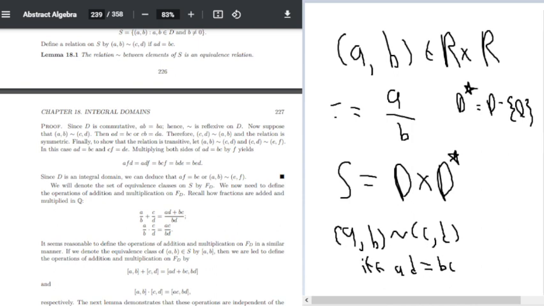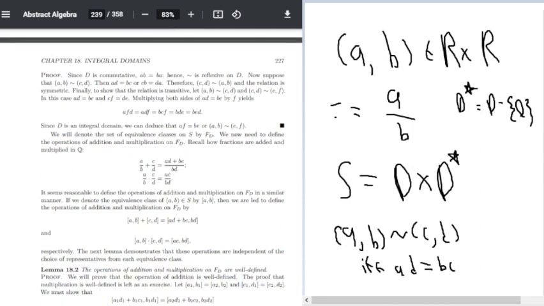Multiplying both sides of AD = BE by F yields AFD = ADF = BCF = BDE = BED. Since D is an integral domain, we can deduce that AF = BE, or (A,B) is similar to (E,F). And this is by the previous cancellation law. So, from here, we will denote the set of equivalence classes on S by FD.